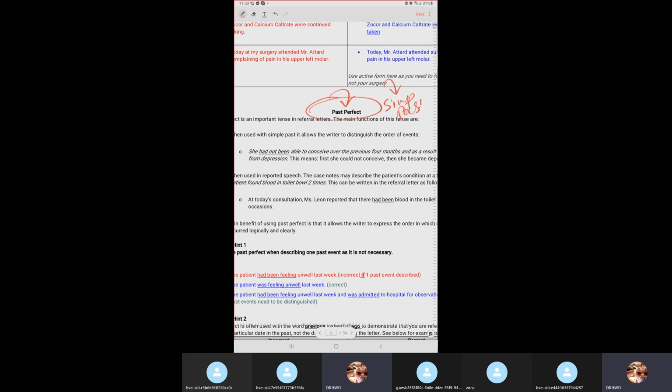One more thing is that you cannot use the past perfect tense on its own, right? For example, I would not be saying that she had been feeling unwell. I would not be saying she has had depression, full stop. No, I'll be saying she has depression. If you're using your past perfect tense, you have to use something of simple past tense with it as you move forward.